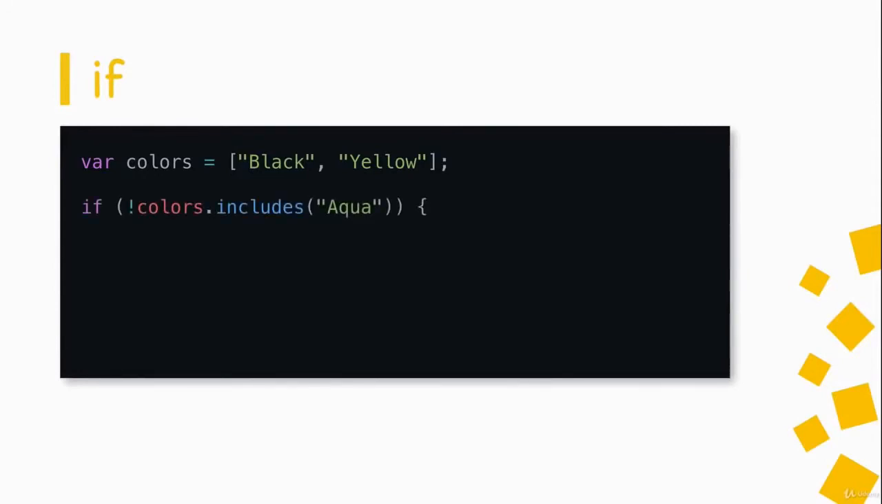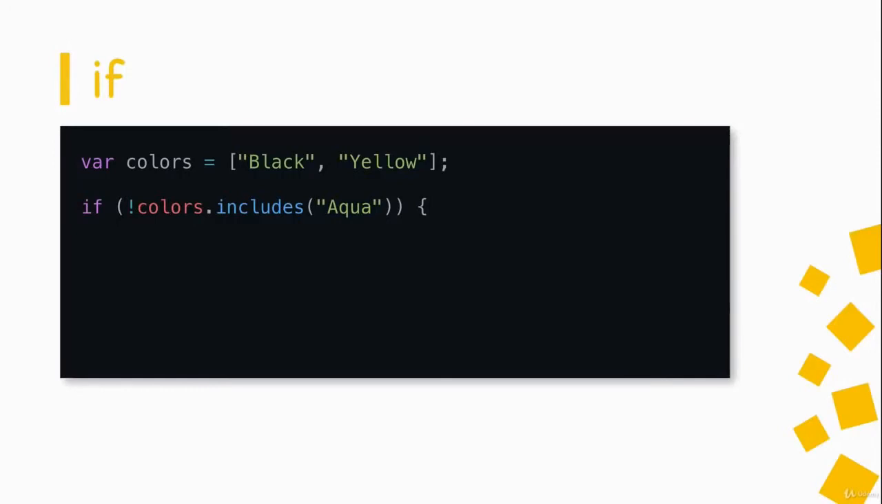Now we're defining the if block, and then inside the parentheses we're defining the condition. Now in this case the condition is if not colors.includes aqua, then we'll execute some code. Now let's take a step back right now and find out what this code does. Now the colors is a variable which contains an array, and .includes is a method. Now if you remember from the array module, includes is a method available to arrays that tells you whether a value exists inside the array or not.